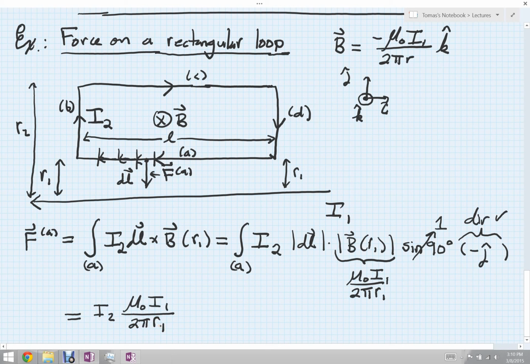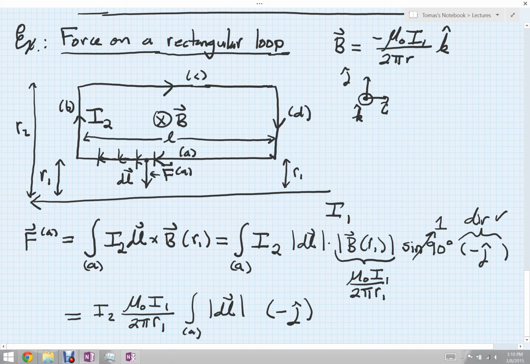Now, I've included, of course, my sine of 90. Okay, there's a minus j hat direction. I've included all of these factors. The only thing that's left then is the integral over A of the magnitude of dl, and the whole thing then is in the minus j hat direction.